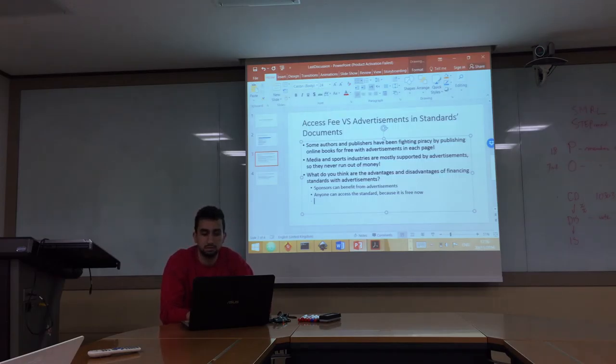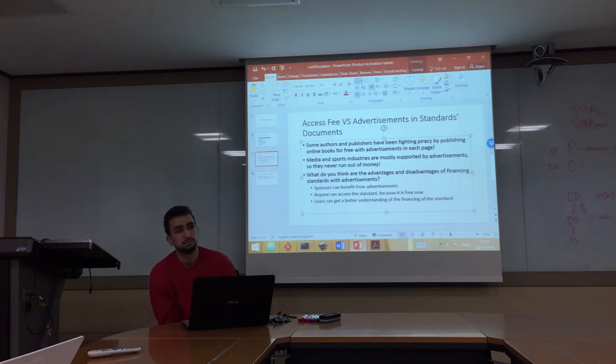Our users can get a better understanding of the funding and financing. All right. Sure. Users can get a better understanding of the financing of the standard. Any other thoughts on this? I think the users using the standard are limited persons.